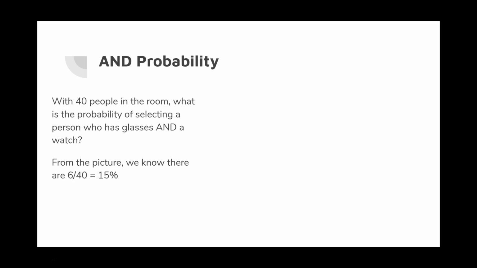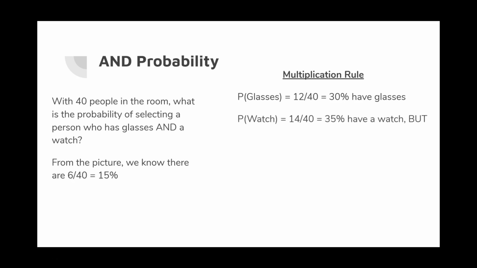However, let's approach this from the AND type of problem so you can see how the multiplication rule is actually working in this case. So imagine we wanted to find people who have glasses and a watch. Well, one thing we know is the probability of glasses. How many people are there? There are 12 out of the 40. If we took 12 out of 40, that's 30% of the people in this room have glasses. And then we also could count that out of all the people with the watches, there were 14 of them, 14 out of 40 that have a watch. That's 35%.